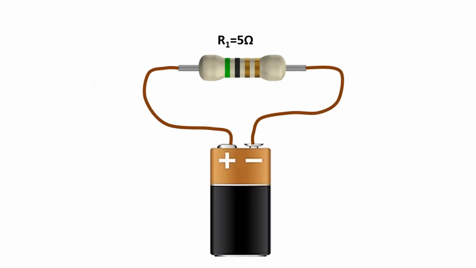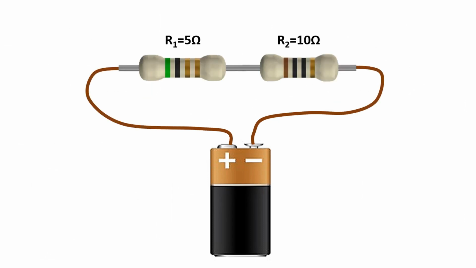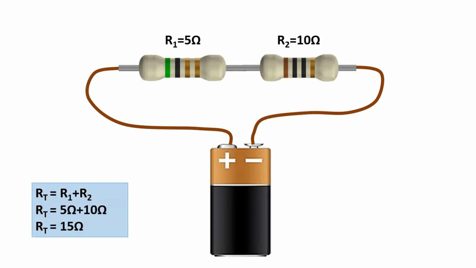For example, suppose there is a single resistor circuit connected to the power supply. Let its value be 5 ohms. What is the total resistance of this circuit? It's very easy to find. Since there is only one resistor, the total resistance will also be 5 ohms. If we add a second 10 ohm resistor R2 in series with this resistor, what will be the total resistance? In this case, the total resistance will be 15 ohms, the sum of the two.